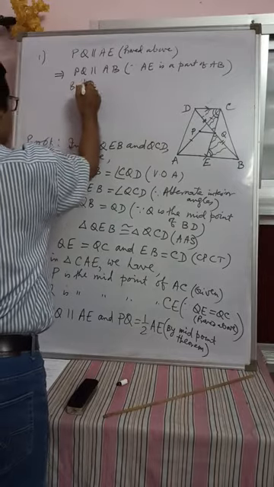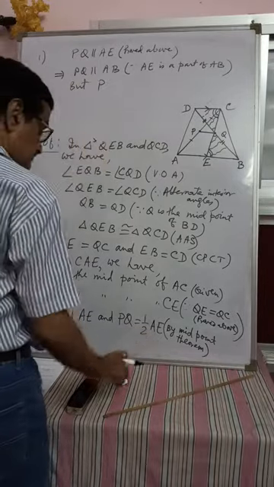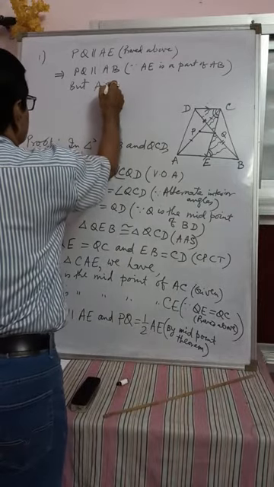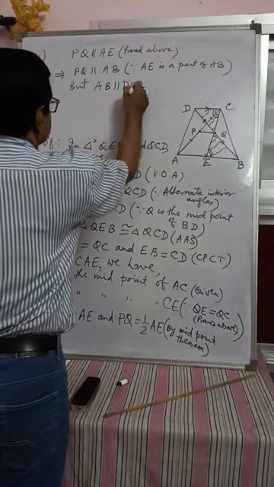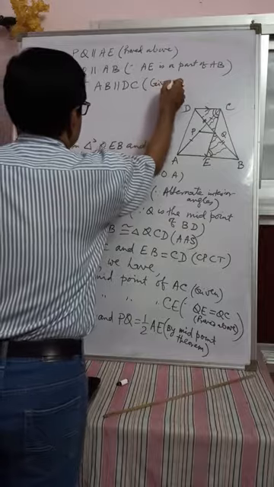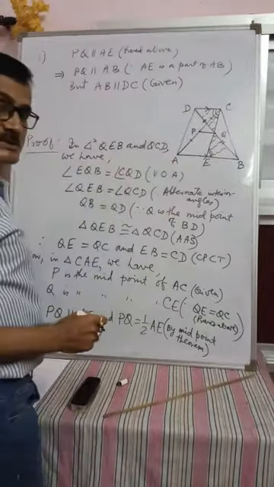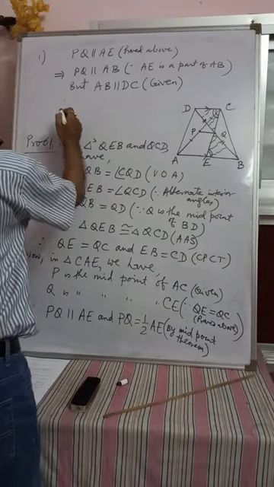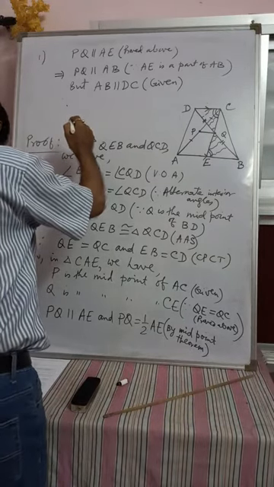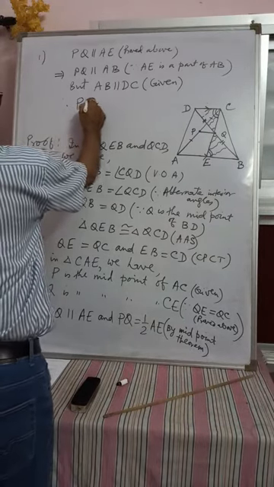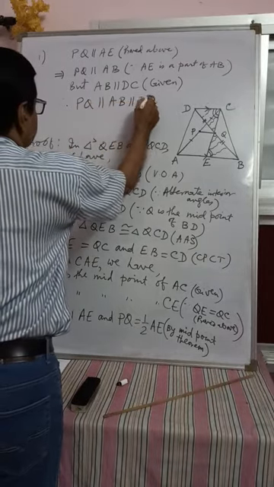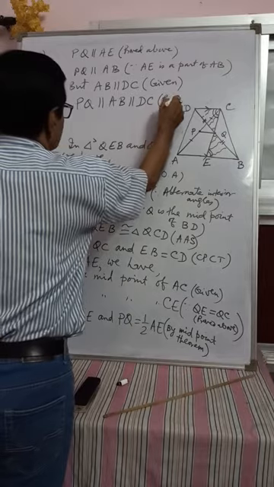But AB is also parallel to DC, that is given, because ABCD is a trapezium in which AB is parallel to DC. Therefore, we can say that PQ is parallel to AB, parallel to DC. So the first part is proved.